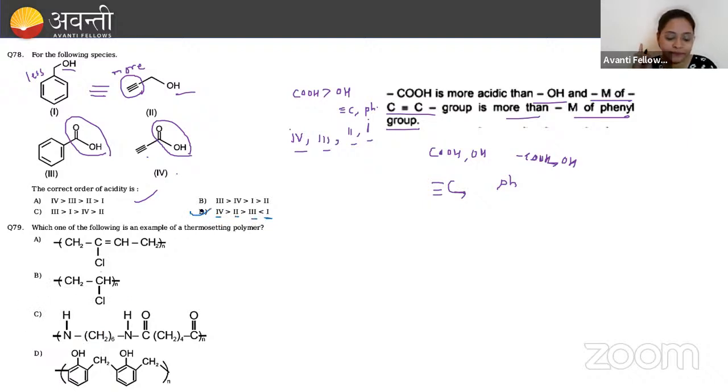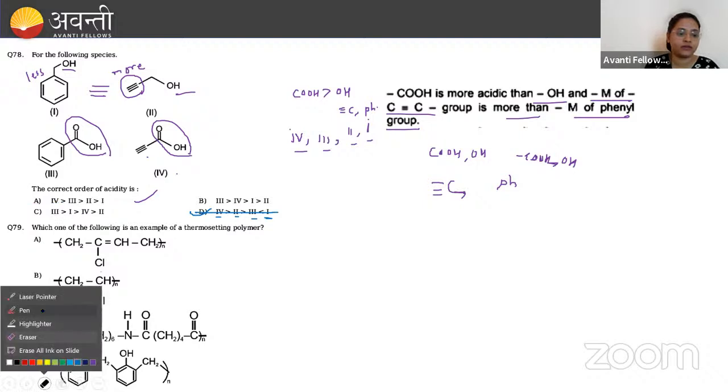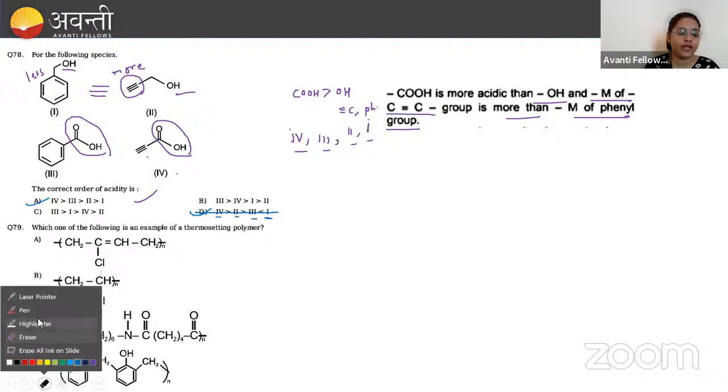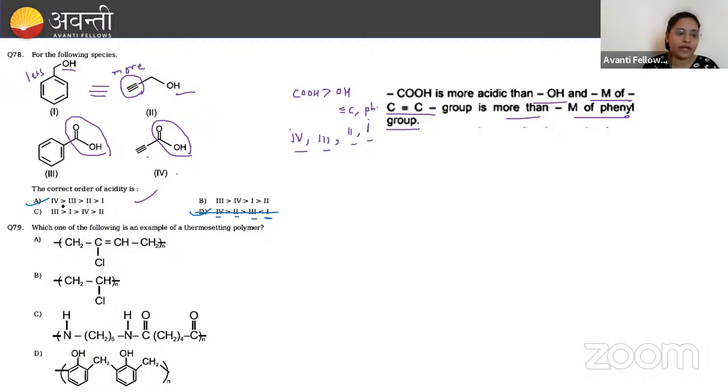Option D. Is that right? Okay, so that is not correct actually. Our option will be option A, sorry for this. First our COOH groups come, and later our OH groups. Any doubts in this? Option A will be the correct answer. 4, 3, 2, 1. First COOH, then OH. That is option A.